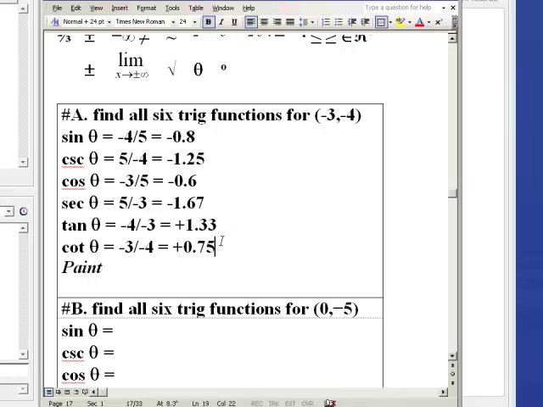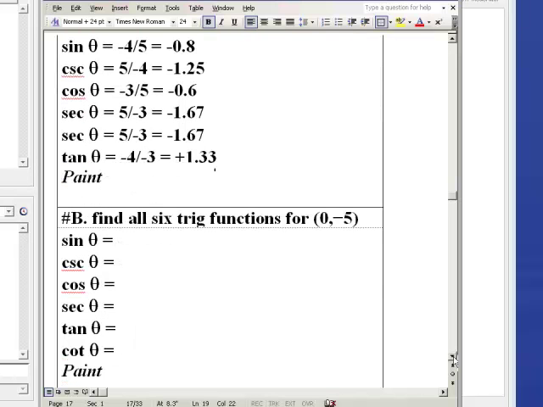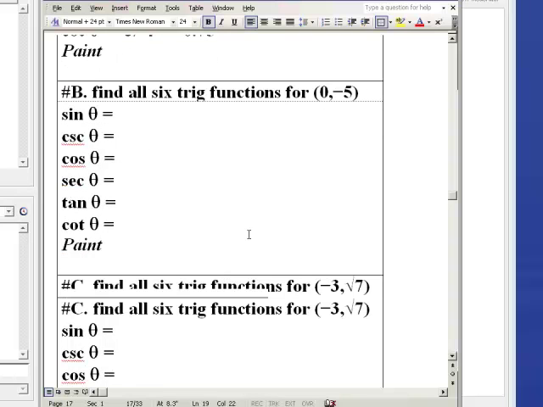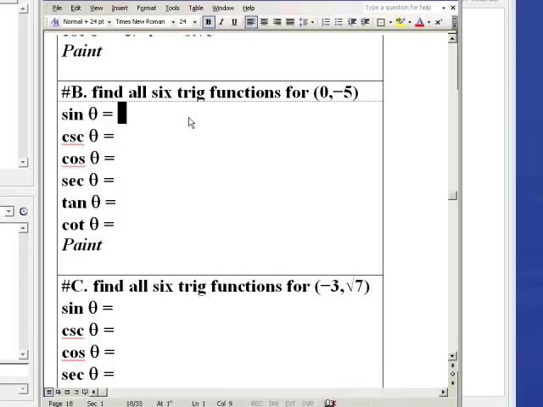For the tangent and the cotangent, which are, of course, also reciprocals of each other, they can take on any values between 0 and infinity and 0 and negative infinity. Okay, next problem, really similar. Find all 6 trigonometric functions for if the given point 0, -5 is on the terminal side of theta.